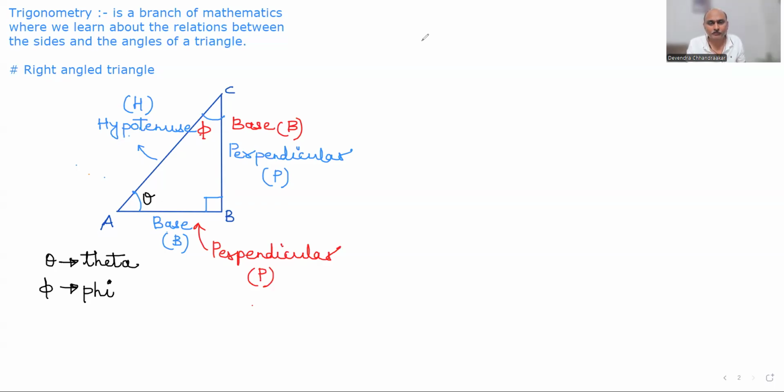I hope all of you understood this. Yes or no, kids? Yes. Base, perpendicular. All of you are clear with it now? Everybody?